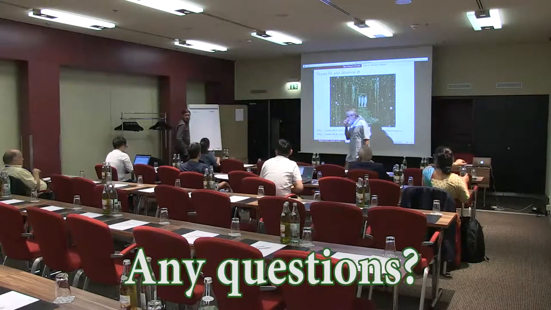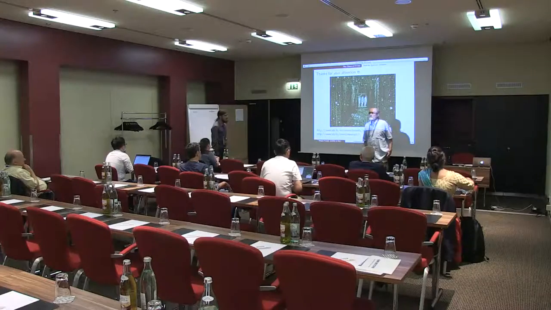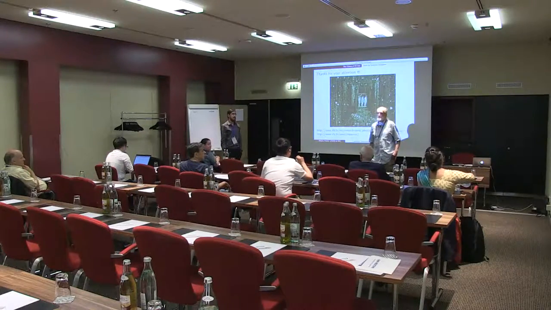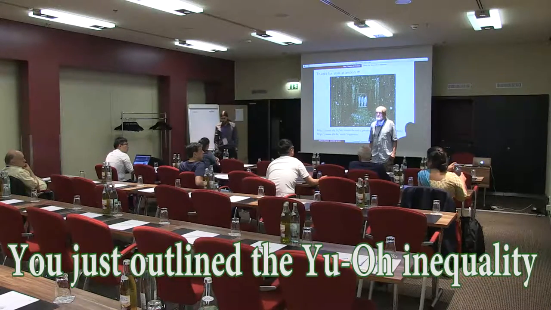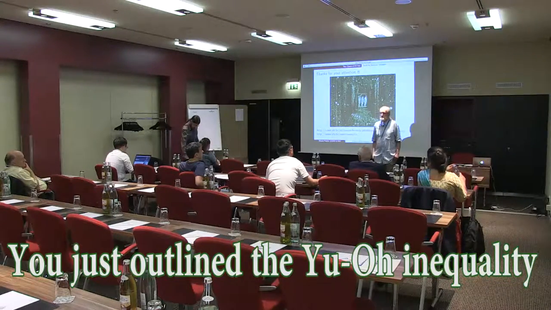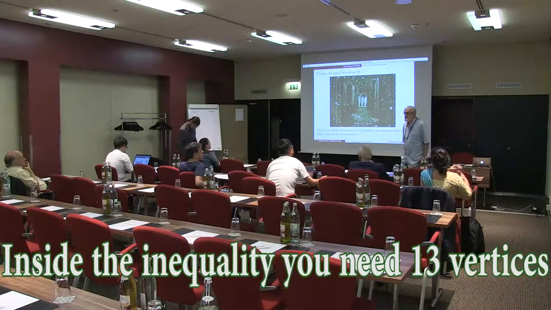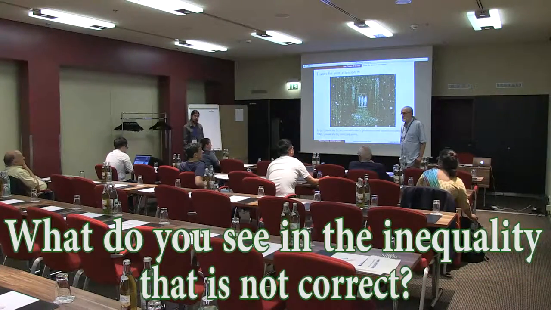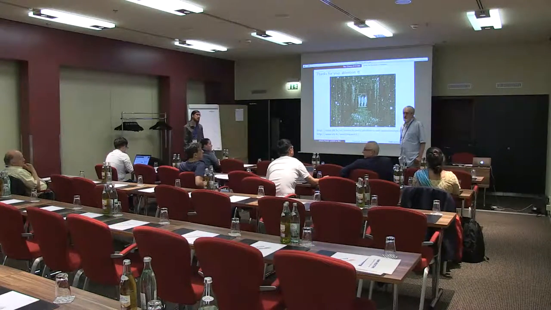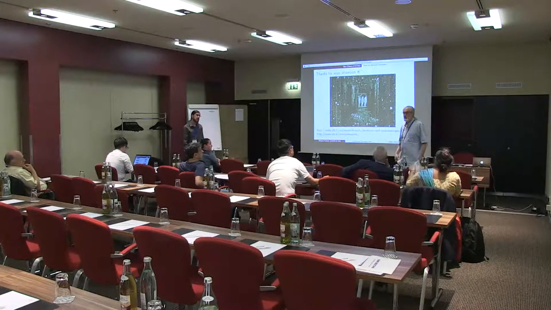Okay. So are there any other questions? You just talked about the inequality. In that inequality, we need 13 vertices. Why do you see that inequality is not correct?